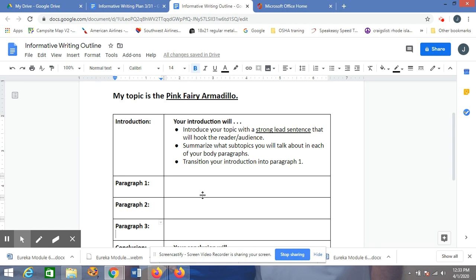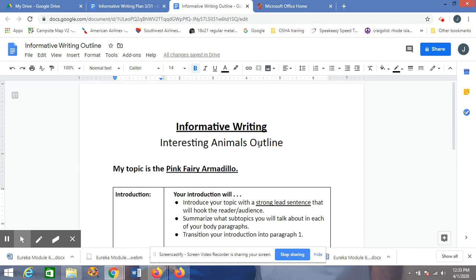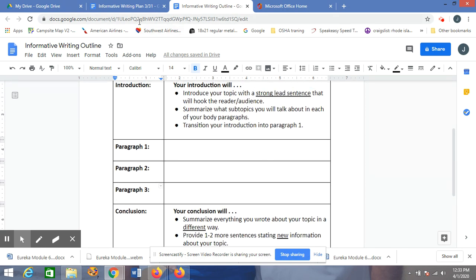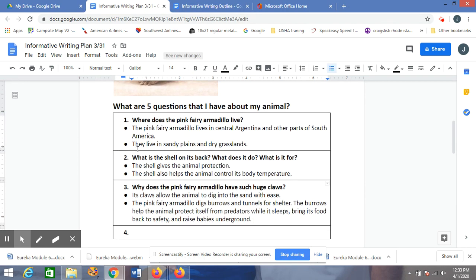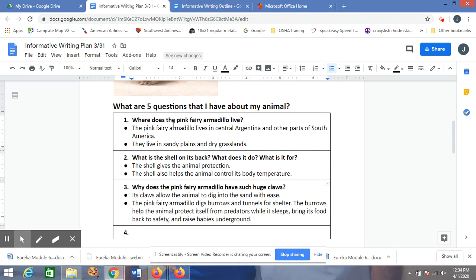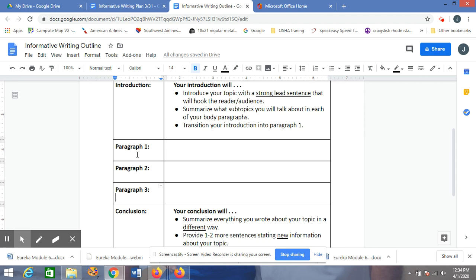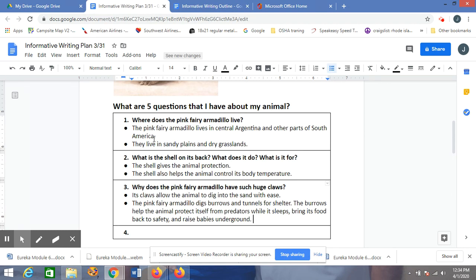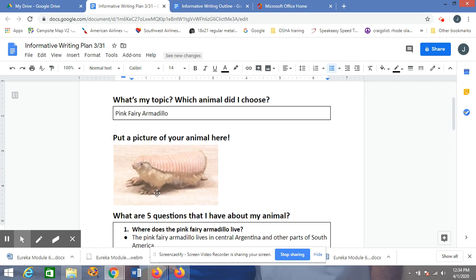So what you're going to have to do today, this might be tricky because I think this is going to be kind of new for a lot of people. You want to look at the information you have and the questions you answered, and you want to figure out what information do I have that can go together under one paragraph so that it makes sense. For example, my questions were, where does the pink fairy armadillo live? What is the shell on its back? What does it do? What is it for? Why does the pink fairy armadillo have such huge claws? I added that one today. If you notice, he's got big front feet.